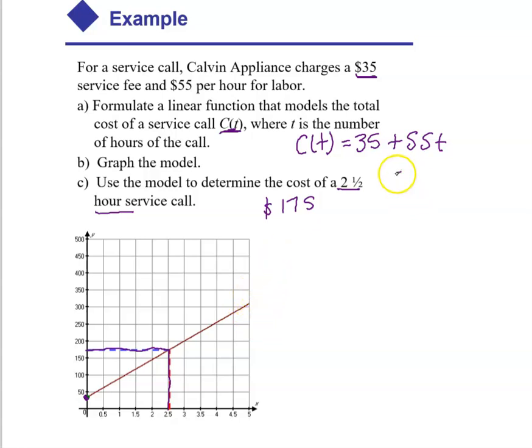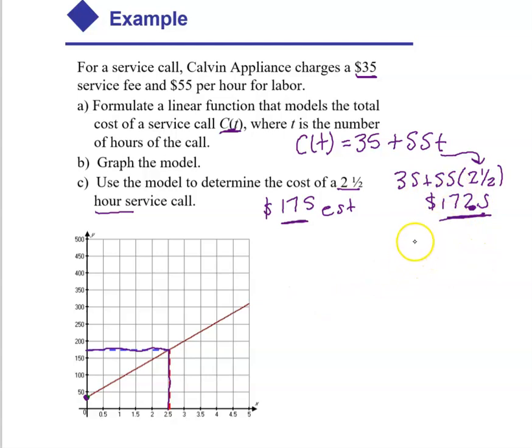We could also say 35 plus 55 and then plug in our 2.5 right here for t and see what we actually get. And that comes out to exactly 172.5. So the graph gave us more of an estimate. This would be our exact answer that we would get from the equation. And that's the end of chapter 2.